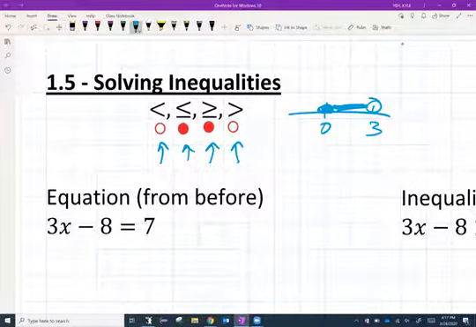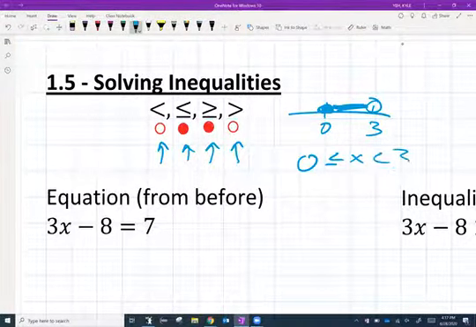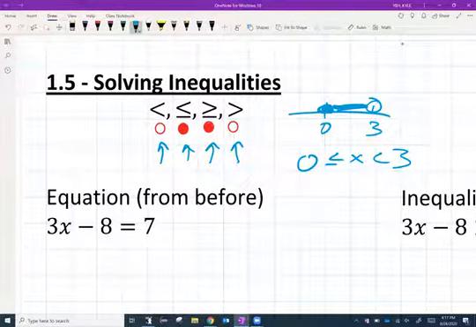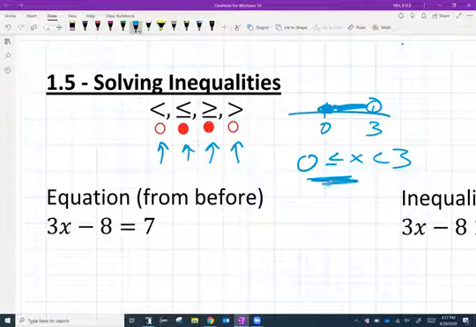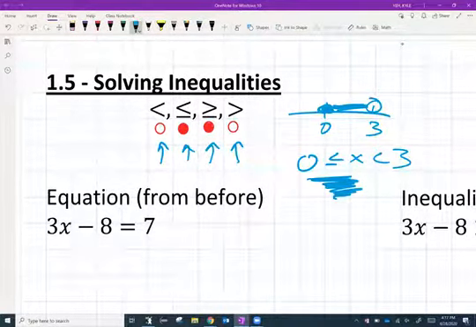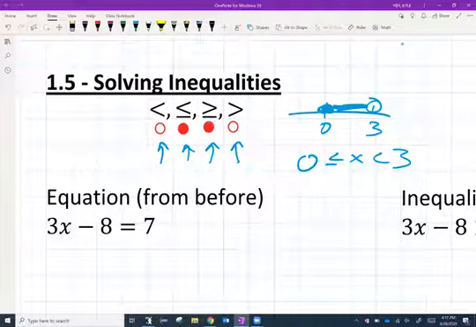So 3 is an exclusive bound. We do not include 3 in our solution if it has an open dot. Similarly, if we see something like x is greater than or equal to 0, like we have there, then we draw a closed dot on 0 to signify we are including that value in our solution set.